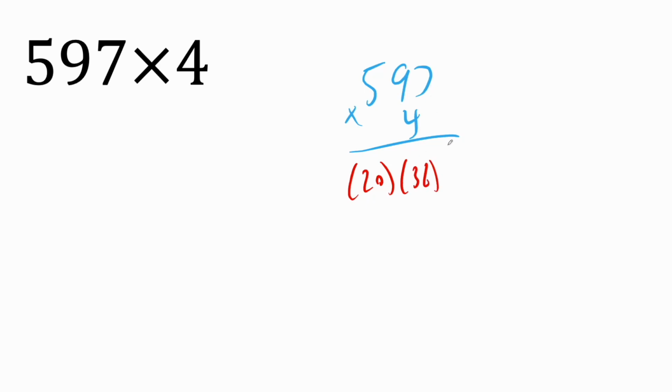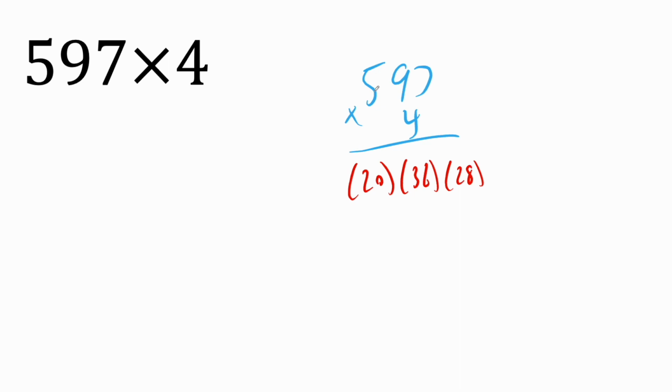And so now we have the next problem. 597 times 4. So 4 times 5 is 20. So I'm going to put a parentheses. 4 times 9 is 36. And 4 times 7 is 28. So this is where the parentheses is going to be very useful. So you wouldn't say your answer is 203628.